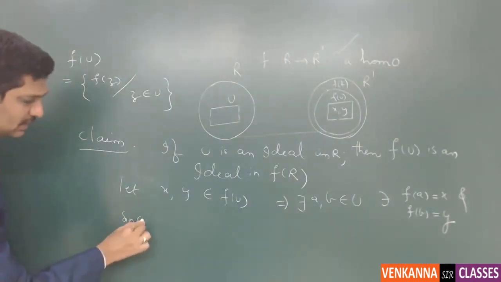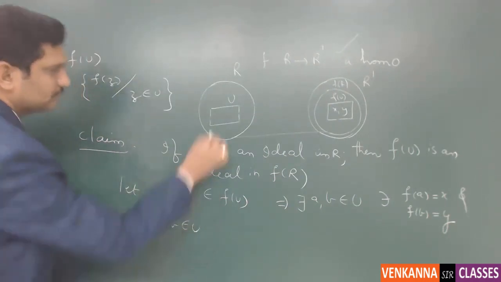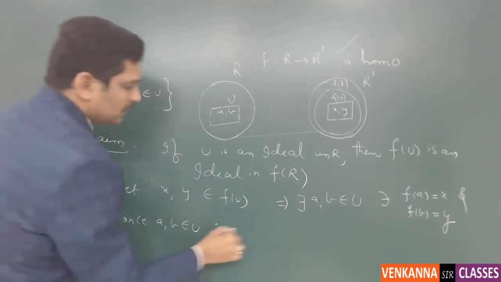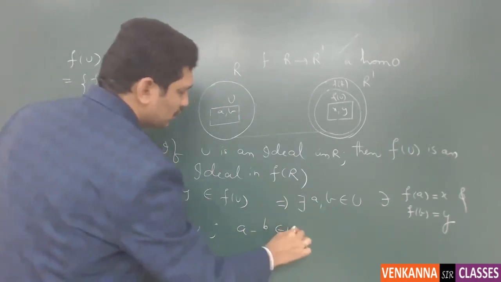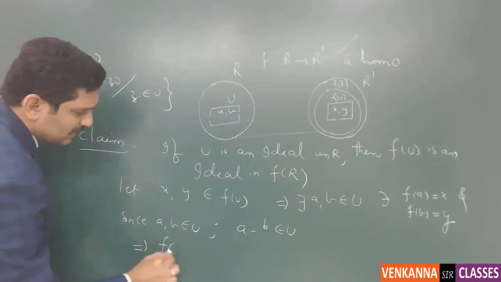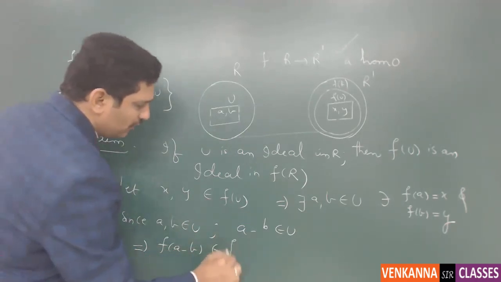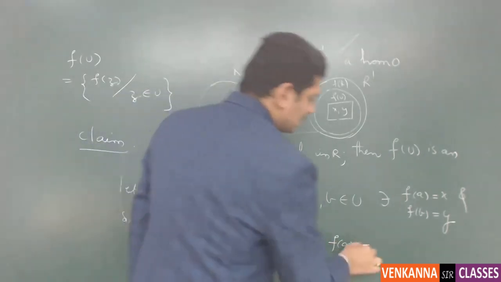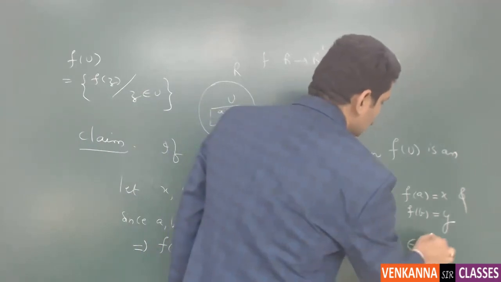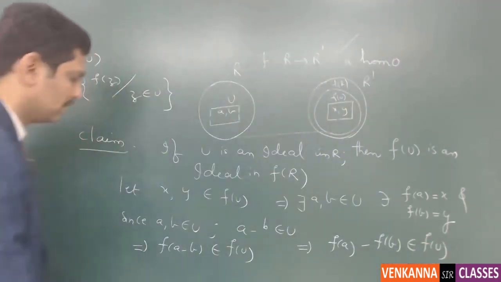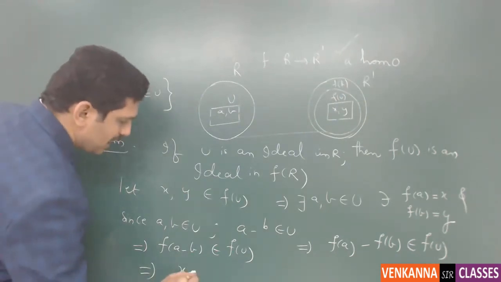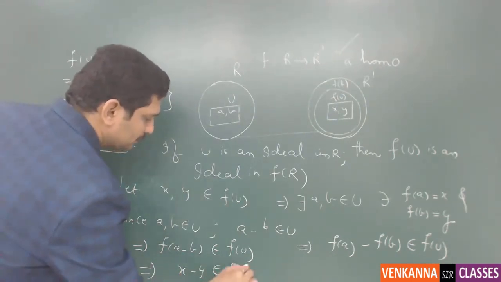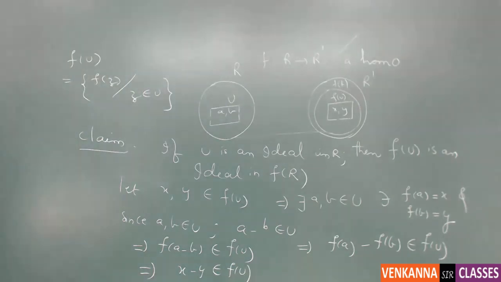So since A, B belong to U, and U is an ideal, A minus B belongs to U, which implies f of A minus B belongs to f of U. Since f is a homomorphism, you can write it as f of A minus f of B, which belongs to f of U. So this equals X minus Y belongs to f of U. So please verify the pattern. It's very simple. You take a note of this and you can ask if you have any queries.